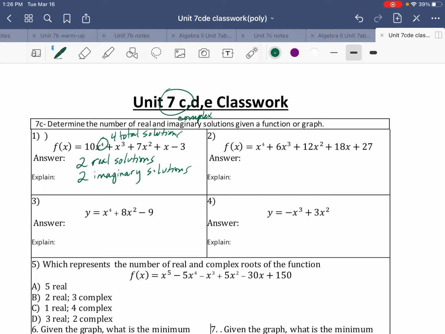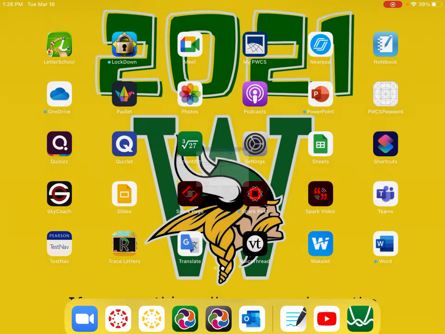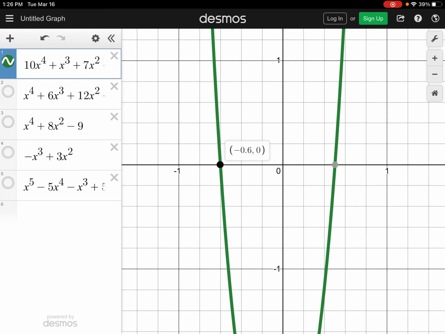All right, for number 2, the polynomial is in standard form, meaning there are no like terms, we have addition and subtraction in between, and there's no simplifying to do. Look at the biggest exponent, that is the degree 4, so there are 4 total solutions. And with 4 total solutions, let's look at the Desmos.